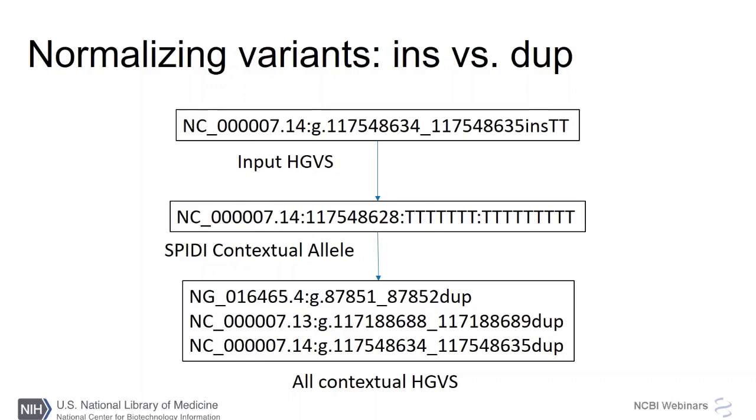So here's a couple of simple examples of sort of normalization or standardizing your variants. At the top of this slide, I have an HGVS name for a variant, and it's written as an insertion, so insert 2 T's. I can convert that using the SPDI services to an SPDI contextual allele, and this is an unambiguous representation of this particular variant. Then I can convert that back into HGVS on all these different reference sequences, and the preference is to make this represented as a duplication rather than an insertion. And there you can see the correct way or the preferred way of writing these as a duplication.